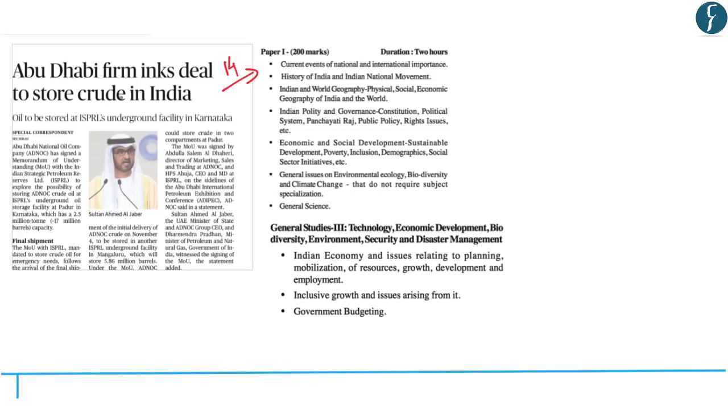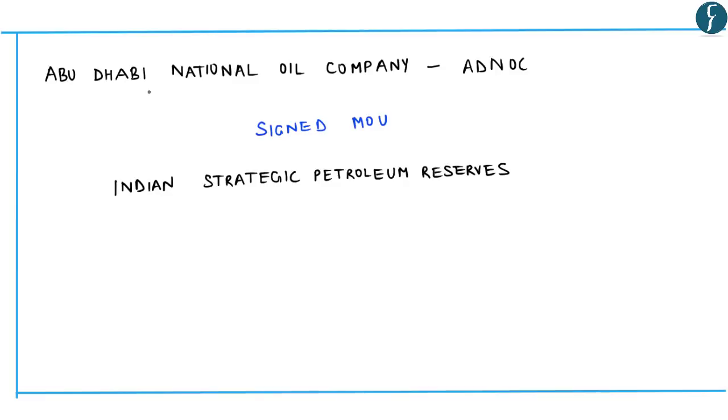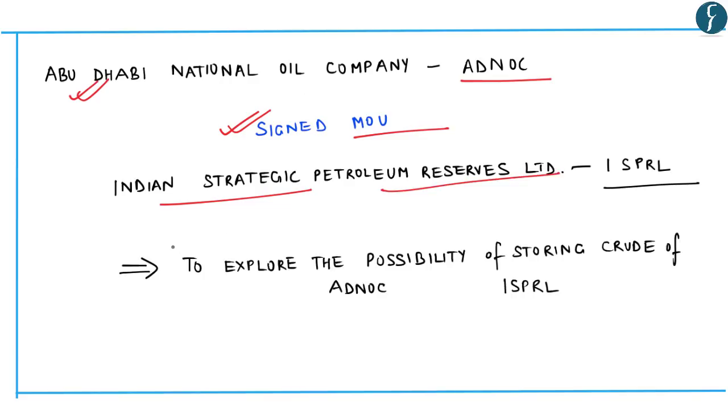The news reads, Abu Dhabi firm inks deal to store crude in India, oil to be stored at ISPRL's underground facility in Karnataka. In your prelims examination, this forms a part of Indian economy, and in your mains, it forms a part of GS paper 3. Now in this particular news, the Abu Dhabi National Oil Company, ADNOC, has signed a Memorandum of Understanding with Indian Strategic Petroleum Reserves Limited. This MOU between ADNOC and ISPRL is basically to explore the possibility of storing crude of ADNOC at underground facilities of ISPRL at Padur in Karnataka.